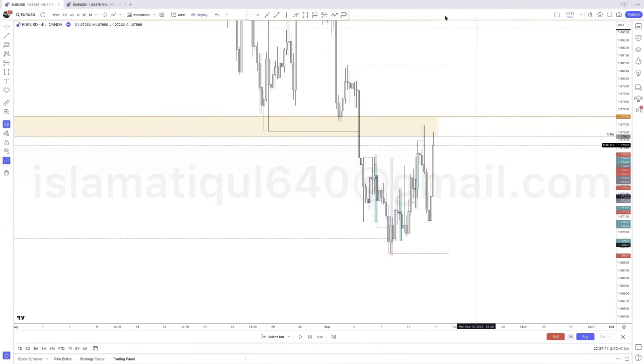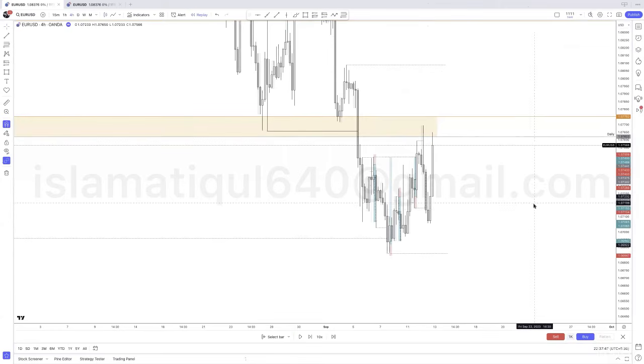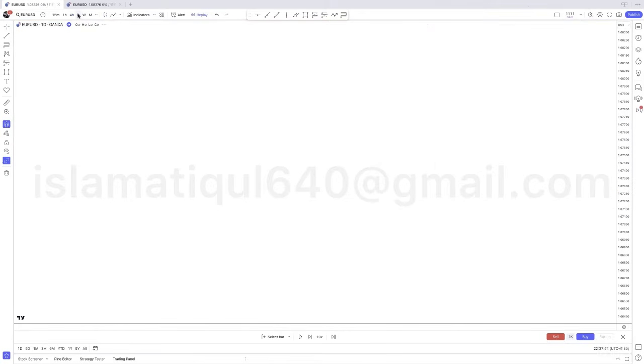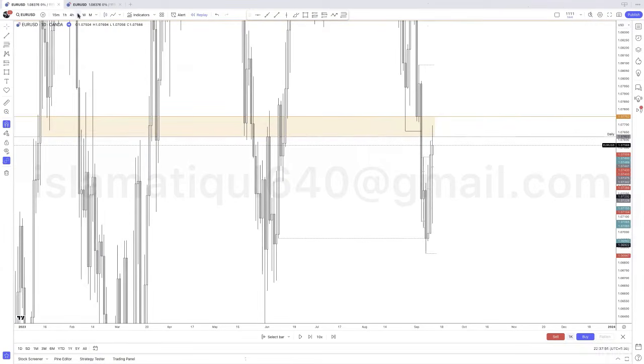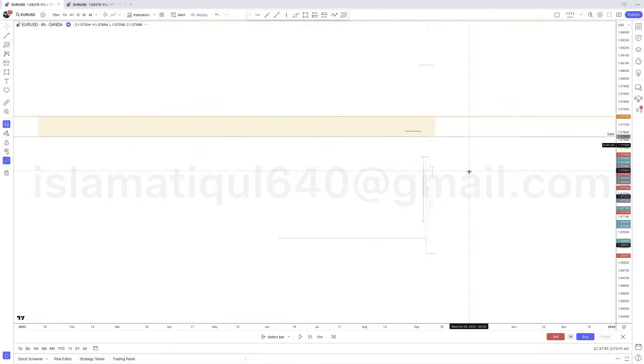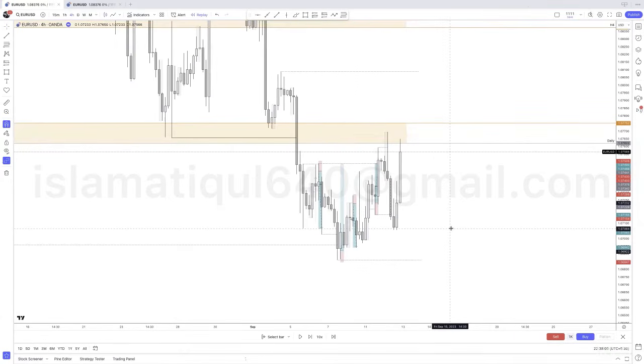Bro, I think they actually cleared the equal lows from the previous day. Not from the previous day, right? I think it was from the Asian session of the previous day. Can you see? No, it was not the previous day. It was some other Asian lows. This one? Oh, this one. Can you go to the 1 hour time frame?